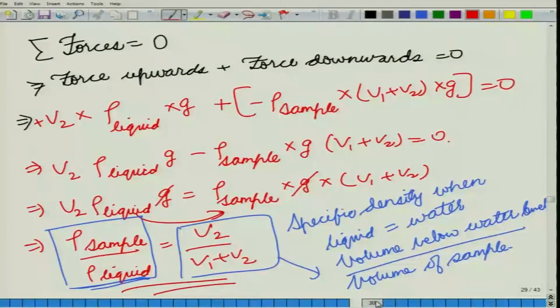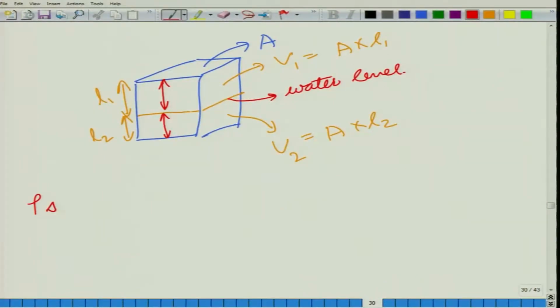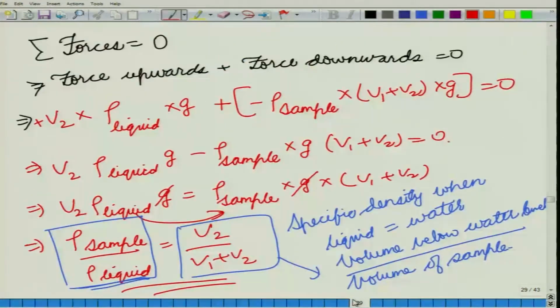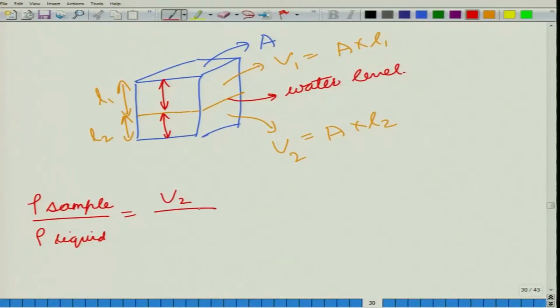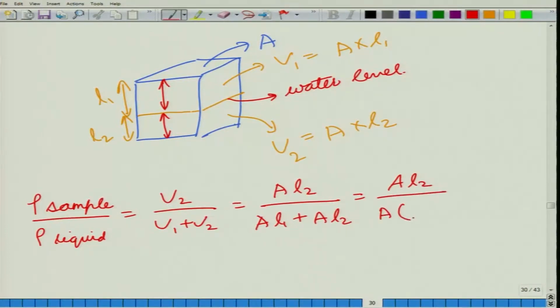So, this equation becomes rho of sample upon rho of liquid is equal to V2 upon V1 plus V2. Now V2 is equal to A into L2, and V1 is A into L1, so V2 upon V1 plus V2 is A into L2 upon A into (L1 plus L2). A and A get cancelled, which is equal to L2 upon L1 plus L2.